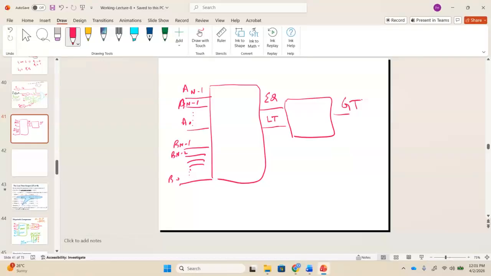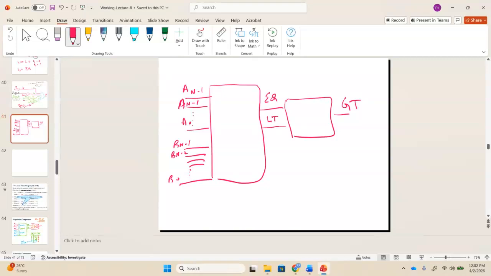Put an inverter. Not EQ, not LT. Very good. That's the thing. Very good. So now please look here.